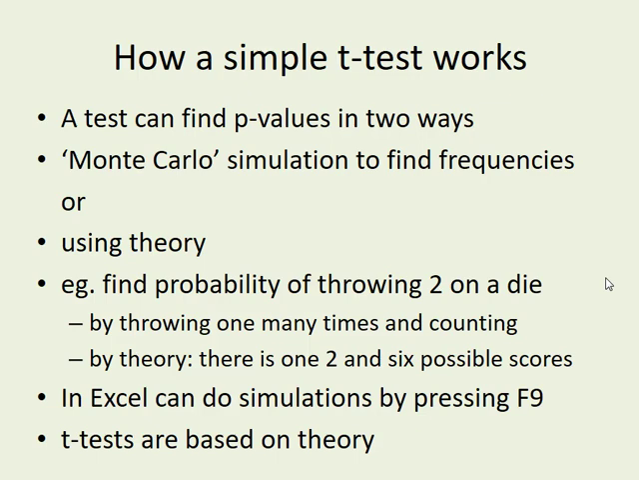For example, if you want to find what's the probability of throwing 2 on a die, one way, the Monte Carlo way, is by throwing one die many times and counting how many times you get a 2. Another way is by theory, saying, well, there's 1, 2, and there are 6 possible scores, so it must be 1 in 6.